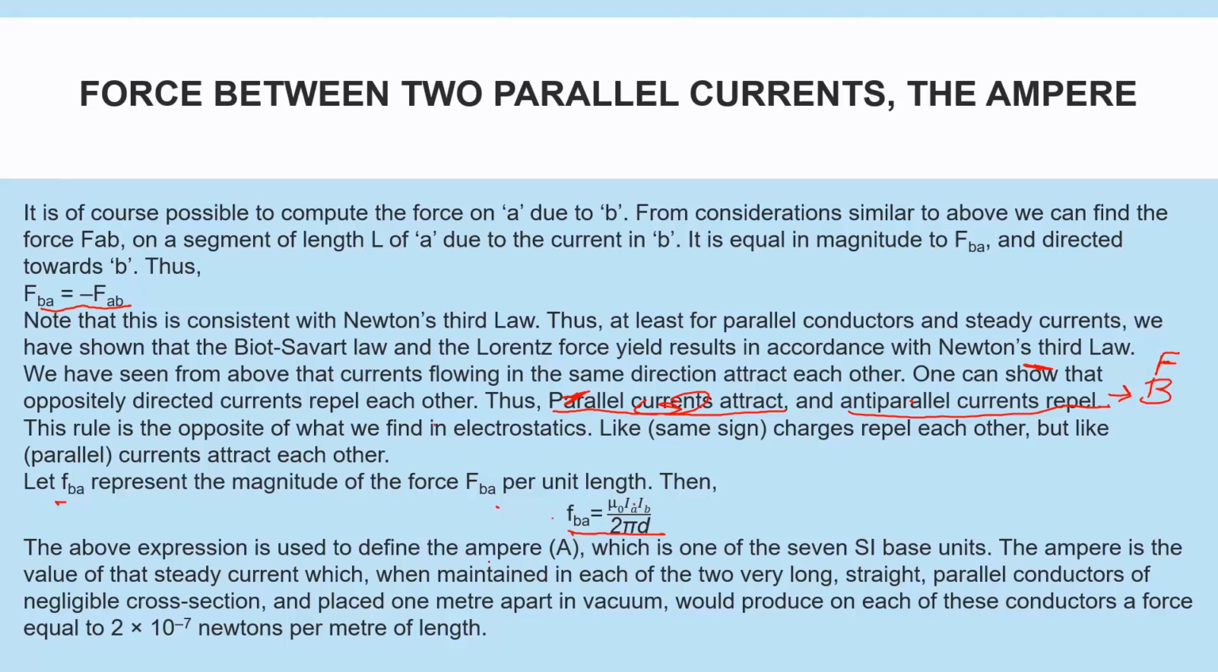We had already seen that the unit for current is ampere. Now we can define it as follows: the ampere is the value of that steady current which, when maintained in each of two very long straight parallel conductors of negligible cross section and placed 1 meter apart in vacuum, should produce on each of these conductors a force equal to 2 into 10 raised to minus 7 newtons per meter of length. So this expression helps in defining the 1 ampere unit.